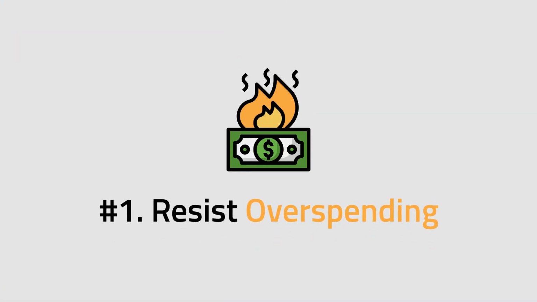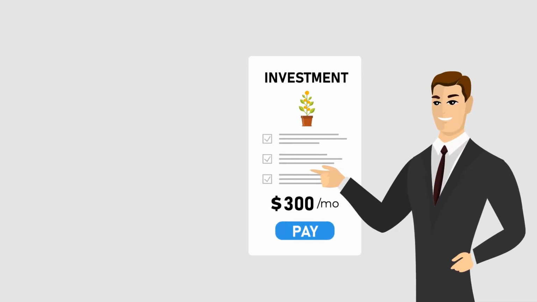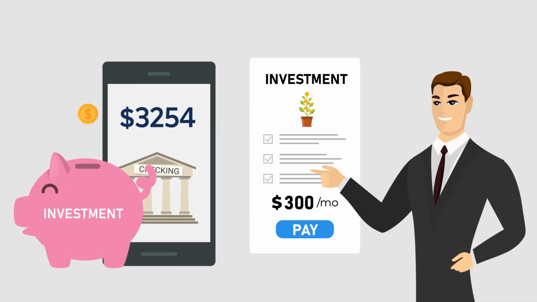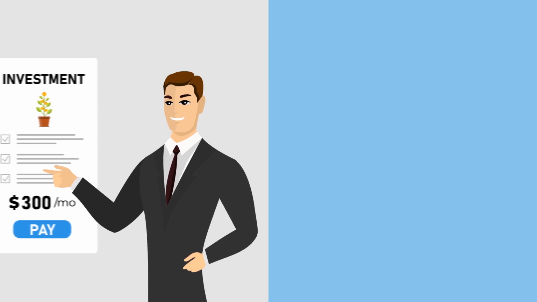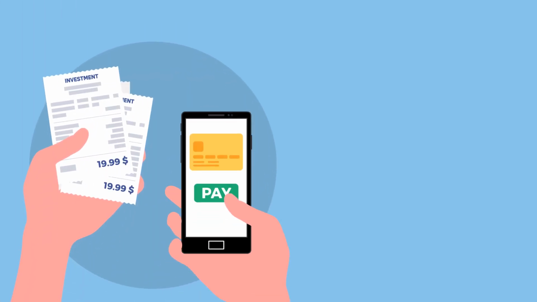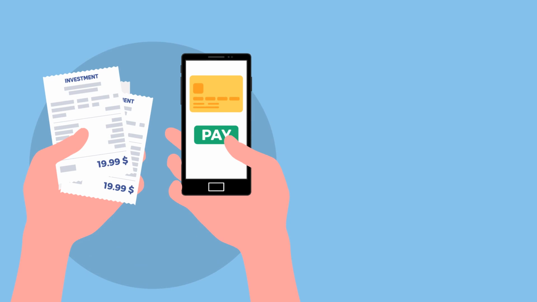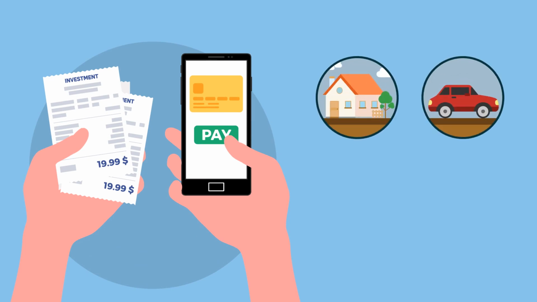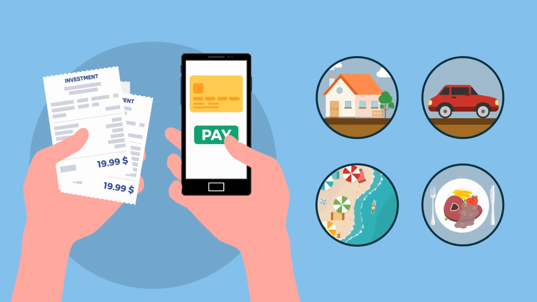1. Resist overspending. When you treat investing like a subscription service, you'll be paying yourself first, meaning you won't have as much extra money sitting around in your checking account tempting you to overspend after each paycheck hits. You'll begin to think of your investment contributions like a bill you have to pay to yourself, rather than something optional you do only when you have extra money left over.